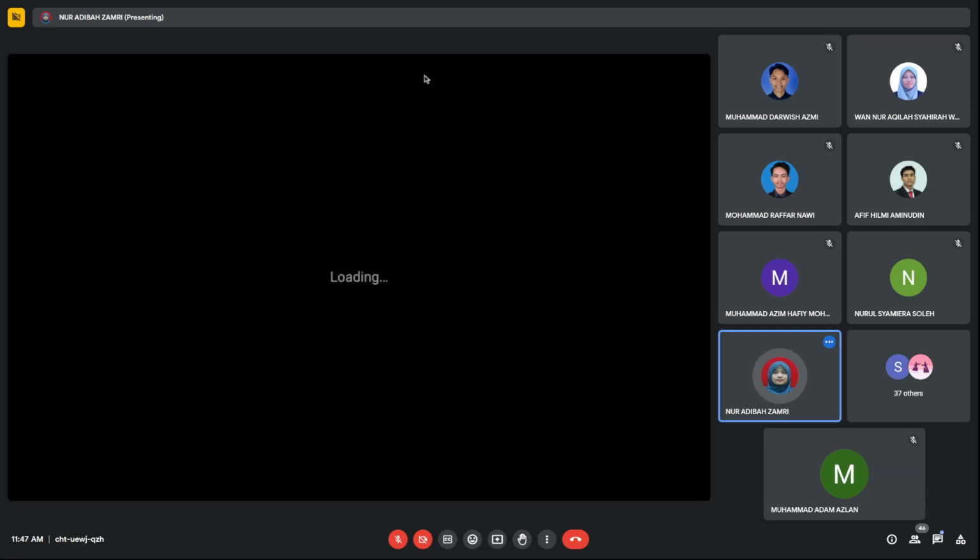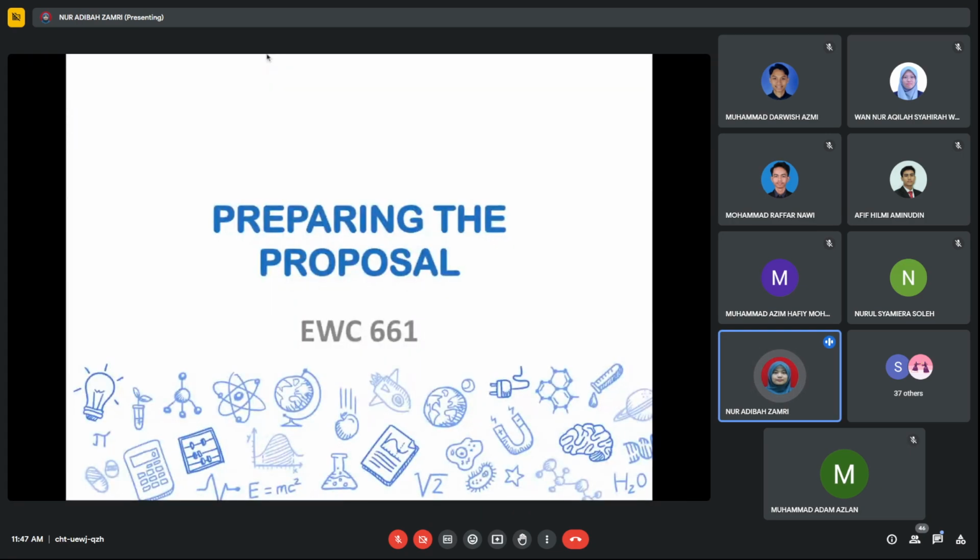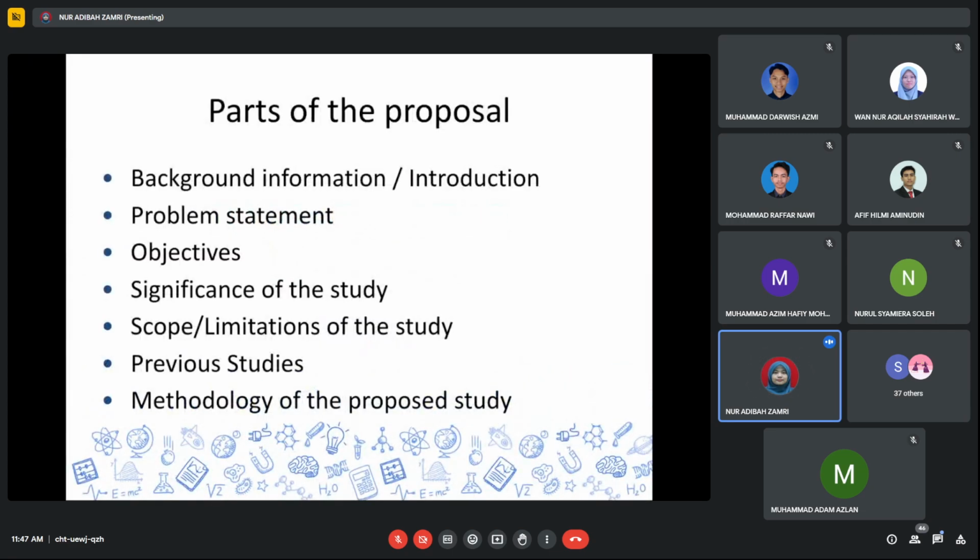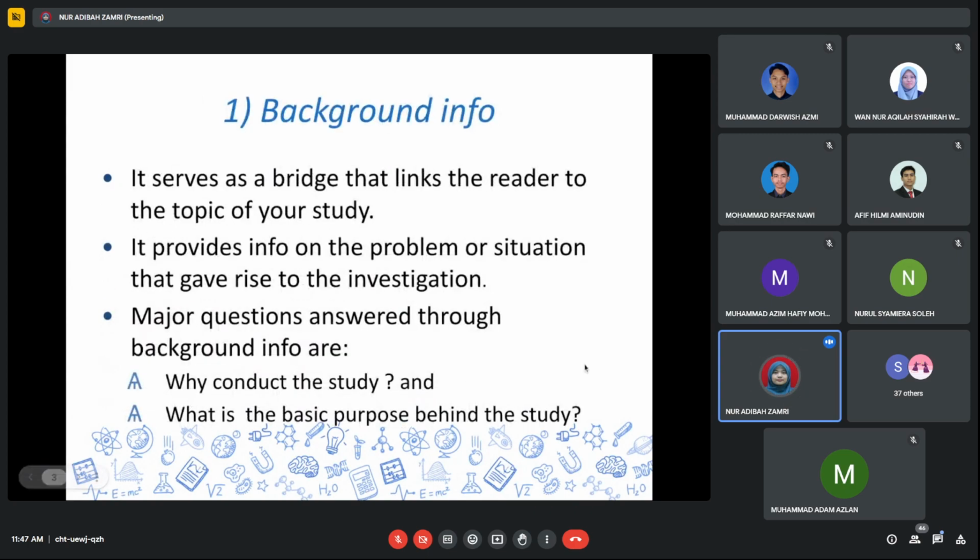These are quite the same as the previous slide that I showed you just now. So these are all the things that you need to have in your proposal, not the report yet. Background information or introduction, problem statement, objective, significance of the study, scope or limitation of the study, previous studies, as well as methodology of the proposed study. So 1, 2, 3, 4, 5, 6, 7. Okay, again, explanation about background info.